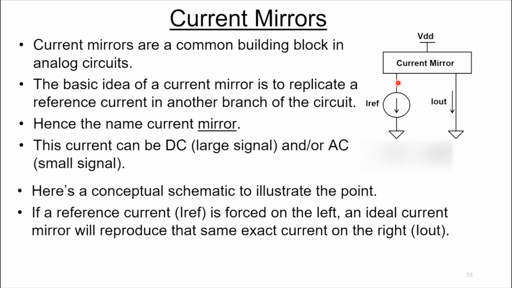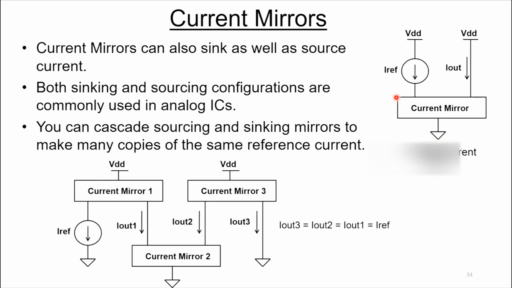If you have this reference current on the left side here, forced on the left, an ideal current mirror will produce an exact copy of that current on the right here. Now, current mirrors can also sink current as well as source current, and here we just show an ideal current sink. So in this case, our reference current is going into the current mirror, and the current mirror produces an identical sinking current. Both sinking and sourcing configurations are commonly used in integrated circuits, and you can cascade sinking and sourcing together to create multiple copies of the same current over and over again.